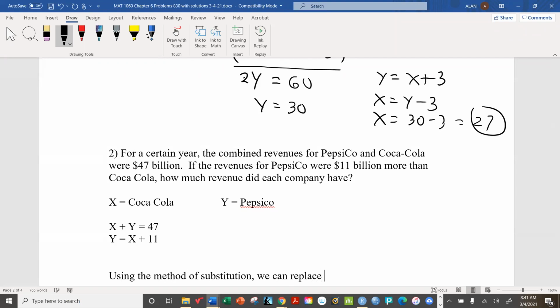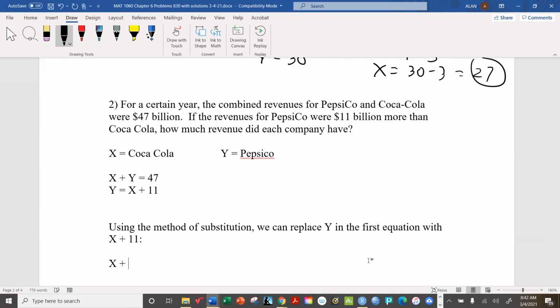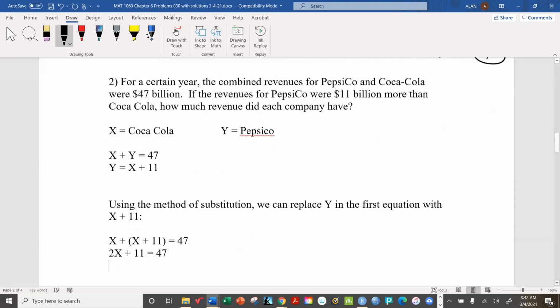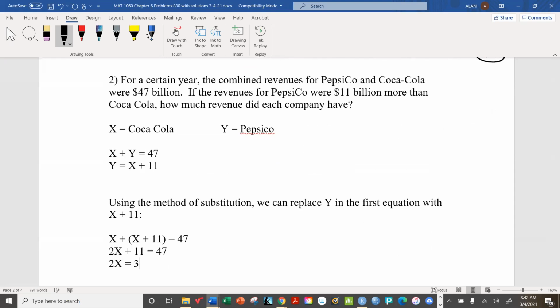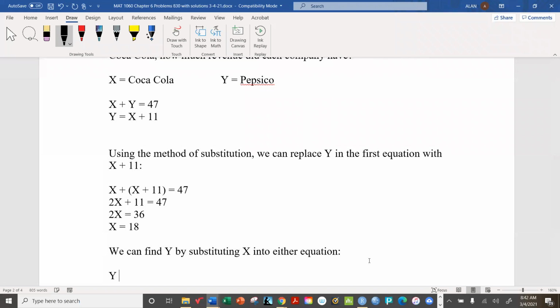We can replace y in the first equation with x plus 11. So x plus 11 was 47. 2x plus 11 equals 47. Subtract 11 from both sides. 2x equals 36. x equals 18. And then we can find y by substituting x into either equation. I'll choose the second one because it looks like it'll be quicker.